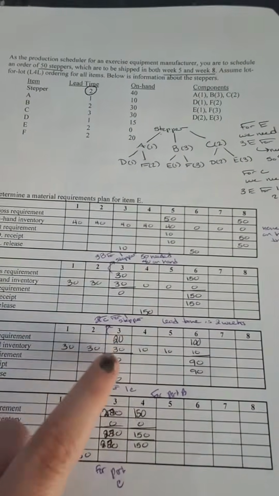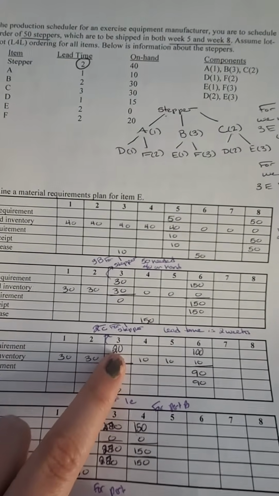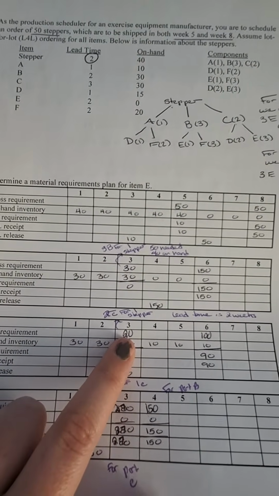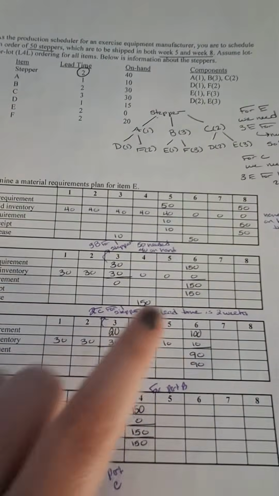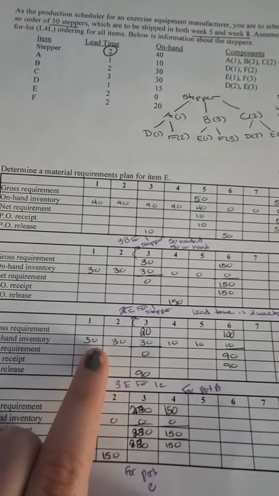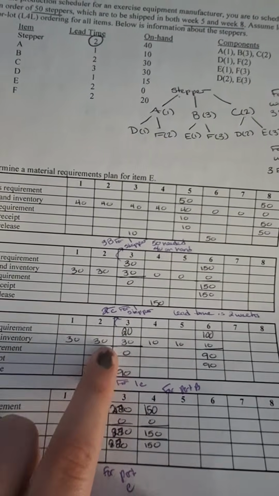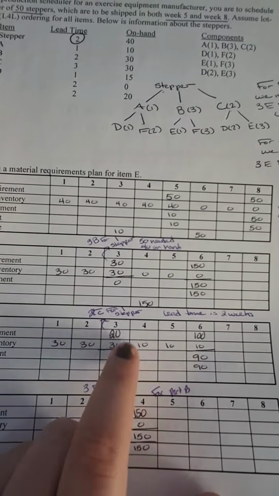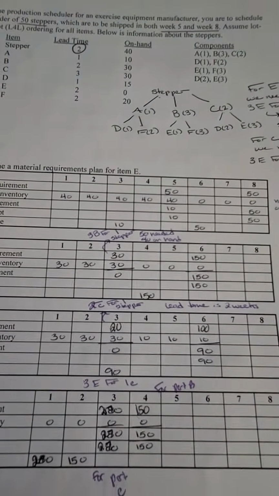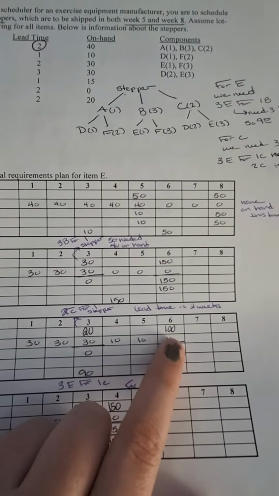We're using these still to get these numbers. So in week 3, we need 2C per stepper. If we need 10 steppers, that's 20. And then same thing, if we needed all 50 times 2 each, that's 100. Now on hand, we had 30. So that means we don't need to order any here. However, we have 10 still, because 30 minus 20 leaves 10 on hand. 100 minus 10 means we need to order 90.